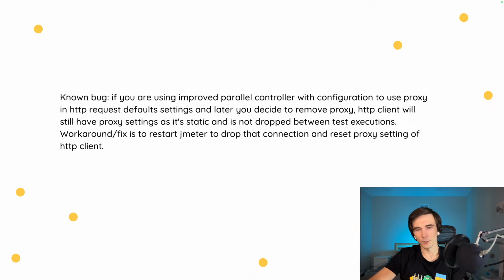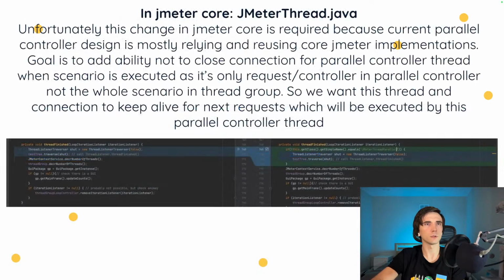One known bug, which I am not fixing and am not too concerned about, I faced. If you're using this parallel controller, we are creating threads, and they are kept static, so they are not closed, because we removed the thread finished part. What do you call it? Yeah, thread finished with this thread listener traverser shot, which actually closed the connection and stopped the thread.